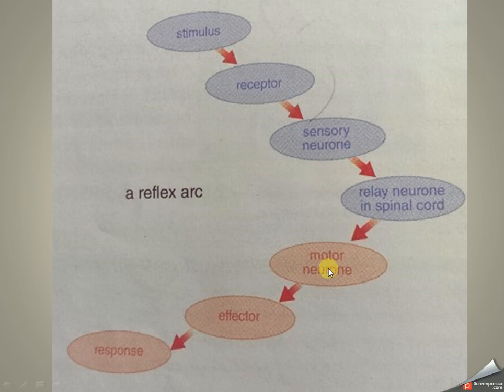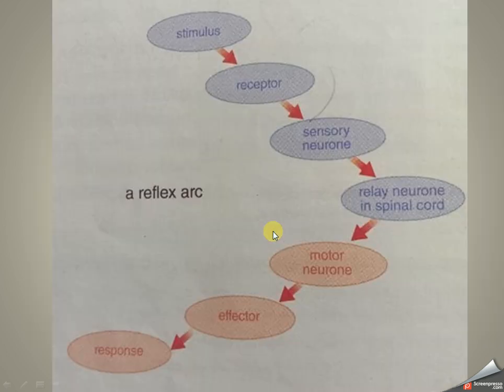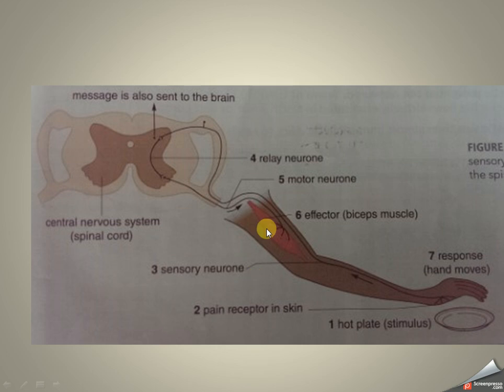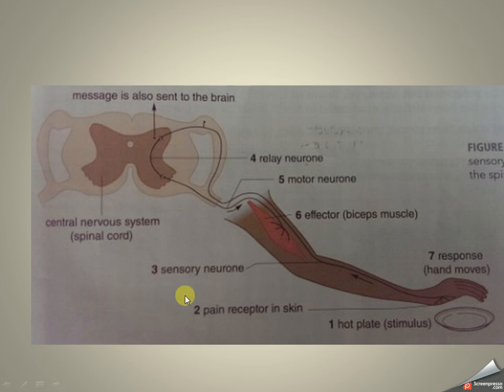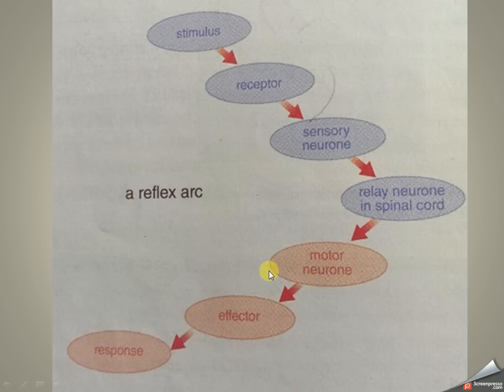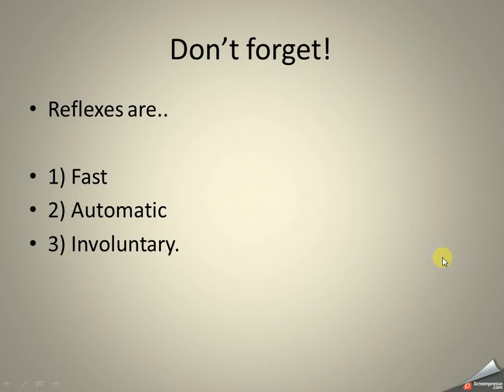Then go down to the motor neuron, which connects the relay neuron to the actual muscle. Then to the effector, which is the organ that's going to have the response. In our case, it was the bicep. Then you're going to have your response, which is moving your arm away. And that is reflexes.